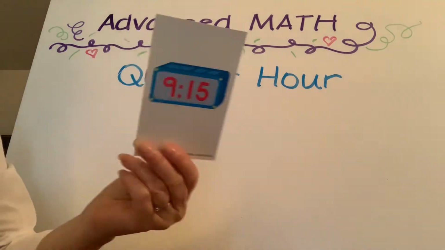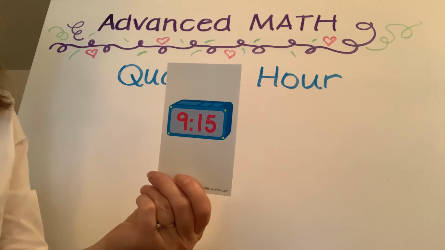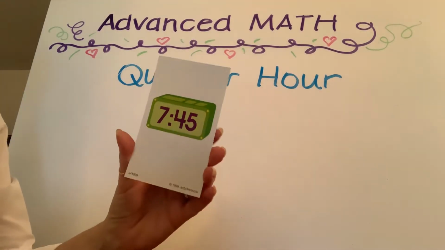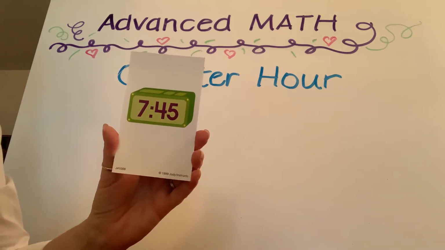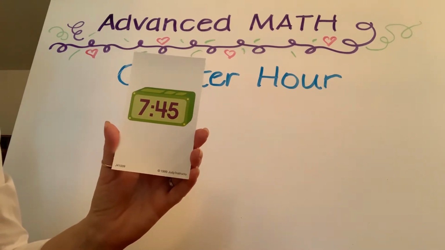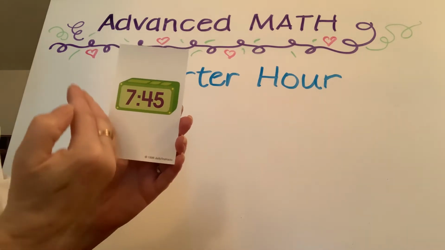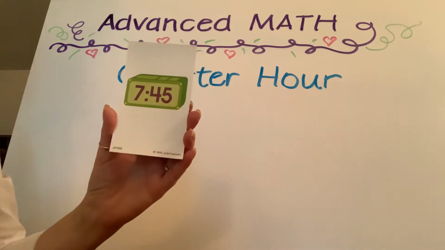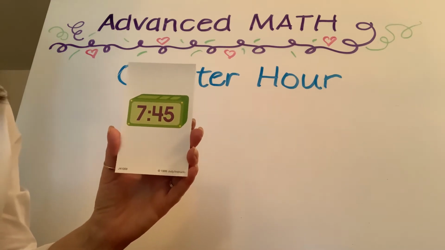And now we've learned about 9:15, which is a quarter after 9. And we've also learned about 7:45. And what would we say? Most people would say it's a quarter till, and we're not going to stay on the 7. What is the next hour? The next hour is 8. So 7:45, we could also say a quarter till 8.